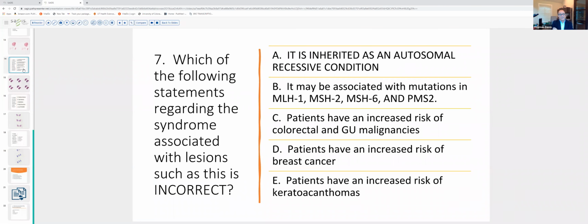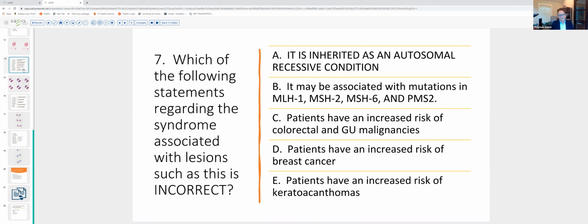Which of the following statements regarding the syndrome associated with lesions such as this is incorrect? I had to ask a negative question. And again, we're talking about Muir-Torre syndrome here, which is really an allelic variant of the Lynch or hereditary non-polyposis colon cancer syndrome.